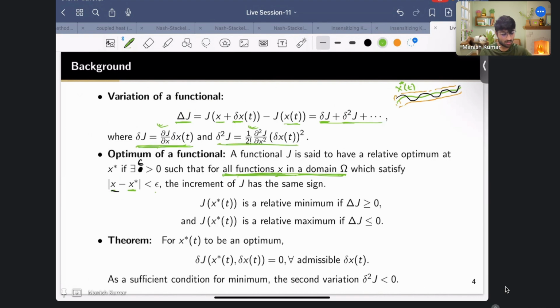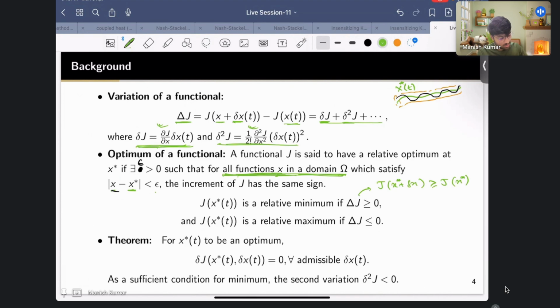So this delta J, if it is greater than or equal to 0, what does that mean? Let me write the implication. It is J of x plus delta x is greater than or equal to J of x. So it's basically telling you that in any neighborhood of, let me put, x star.